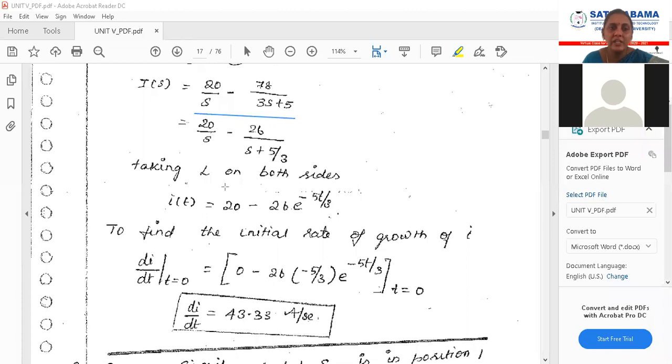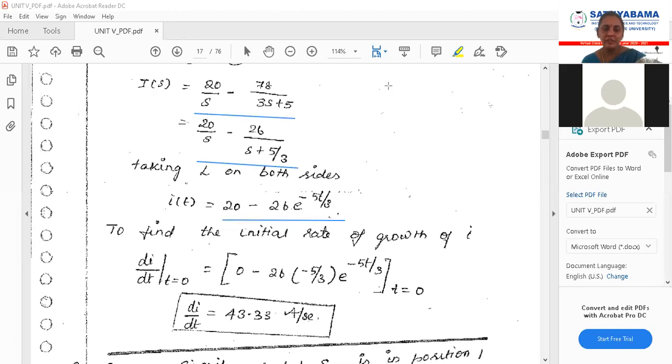Next you have to take inverse Laplace. For taking inverse Laplace, if it is of 1 by S plus A format, it will be very easy for you to write the formula. So this 78 is brought down by cancelling with a 3. Just a rearrangement of the equation, you will get it as 20 by S minus 26 by S plus 5 by 3. Or I of t value will be equal to 20 minus 26 into e power minus 5 by 3 t, because 1 by S plus A is equal to e power minus at, right? So this is the equation for the current.